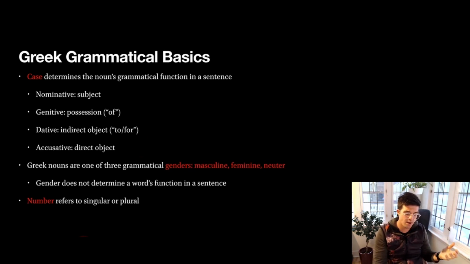Greek nouns also have one of three different grammatical genders: masculine, feminine, and neuter. Depending on what gender they are is going to have some say in what they look like in their different forms in the different declensions, which we're going to talk about in just a second here. And they also change for number, whether they are plural or singular.